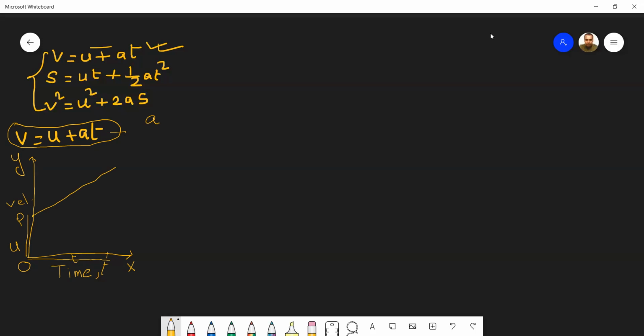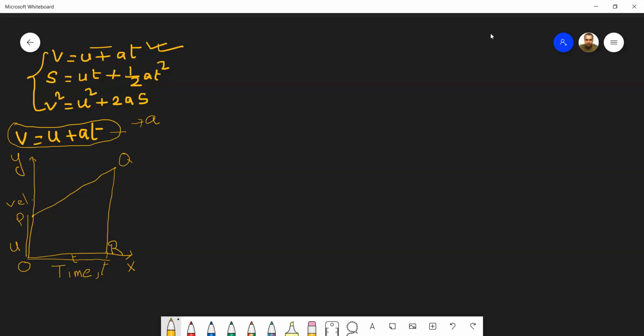Suppose the body has traveled for a time of t, and it is moving with a uniform acceleration of a. After a time t, the velocity of the body is given by this quantity. If we start from the x-axis, it is PQ, maybe R. So QR is the final velocity of the body, after it has moved for a time of t.